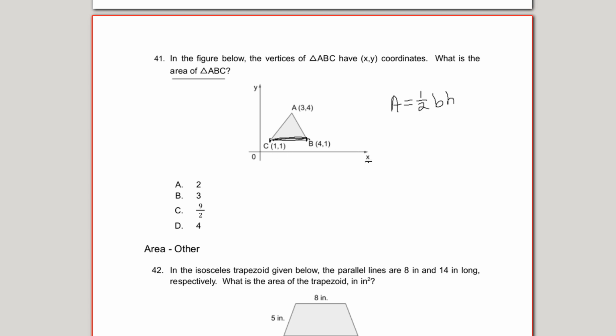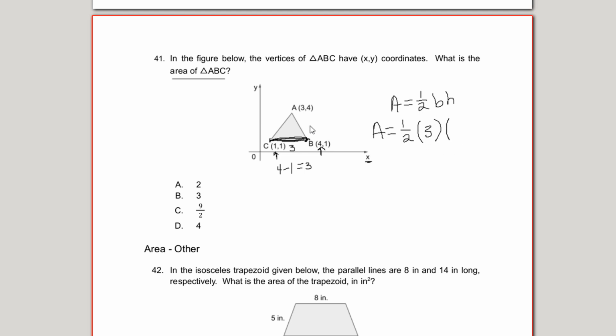Along here, this is our x-axis. So if I look at the x value of 1 for C and 4 for B, that means the distance from C to B is going to be 4 minus 1 equals 3. So this length here is 3, and that's our base. That is equivalent to our base, and I'm going to go ahead and start plugging in what we have. We have 1/2 times a base of 3.